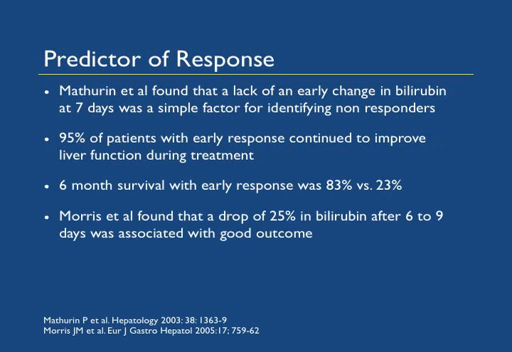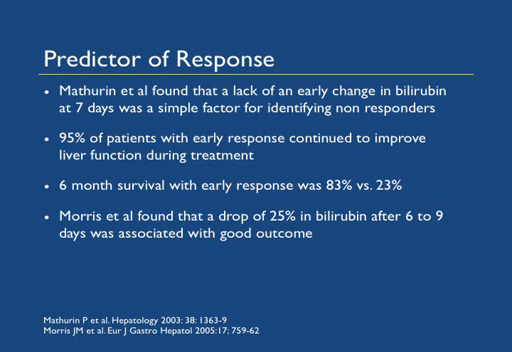In regards to predictors of response, it's important to recognize that once you give steroids to patients, that response occurs very rapidly. In fact, Mathurin et al. found that if you had no change in bilirubin at 7 days, this was a single factor to determine the non-responder. And those who responded did well, with improvement of liver function during treatment. 6-month survival with early response was 83% versus 23%.